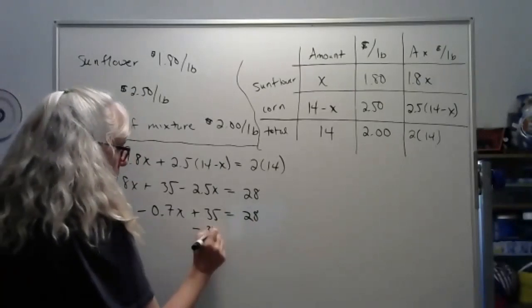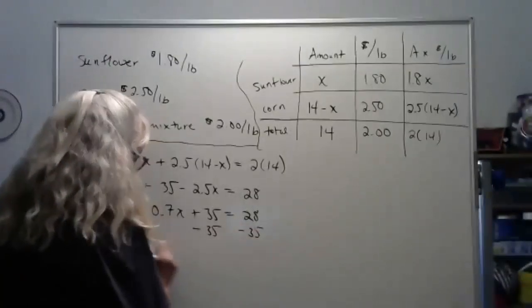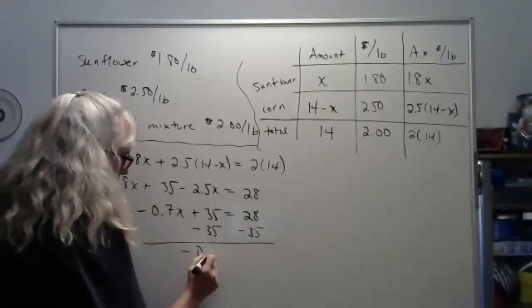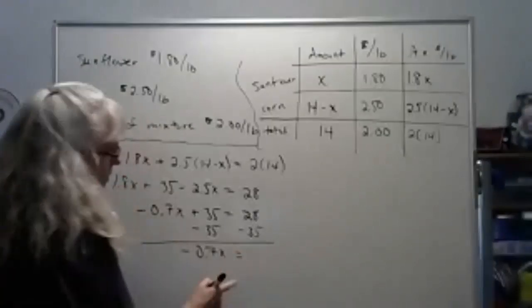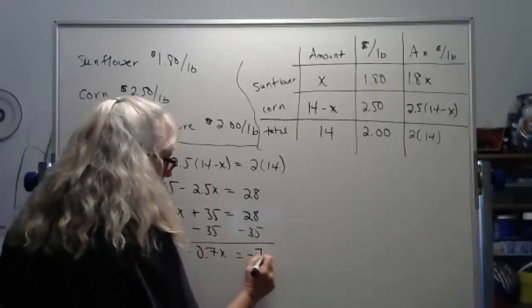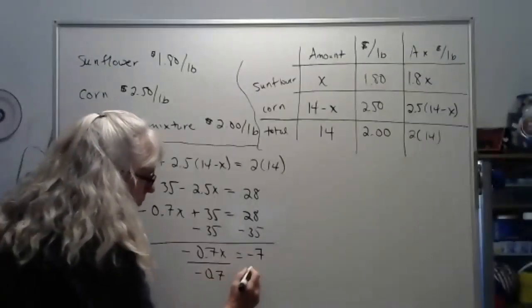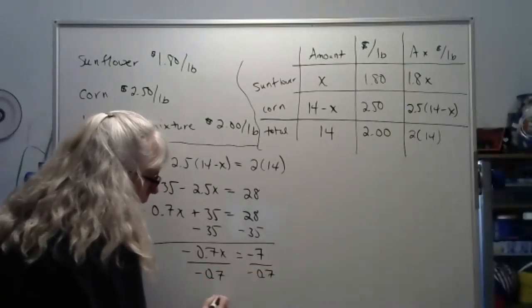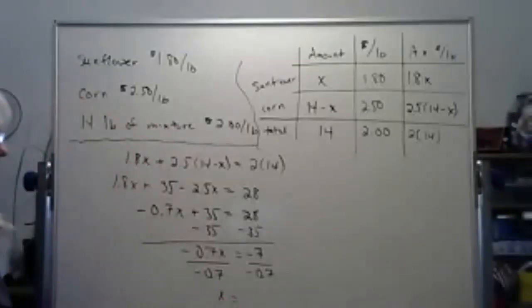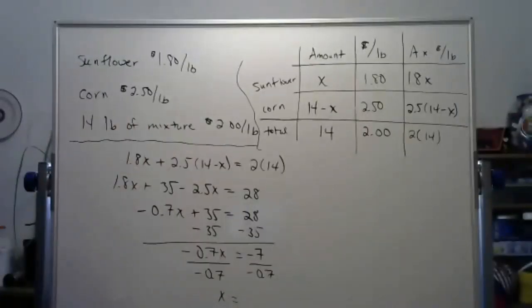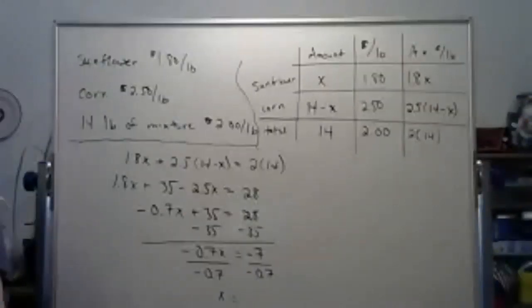We'll go ahead and move the 35. That's going to give me a negative 0.7x equals 28 minus 35, which is a negative 7. That works out nice. Then we'll divide it out. So we'll get x equals whatever 7 divided by 0.7 is, which should give us 10, right? So we end up with 10.